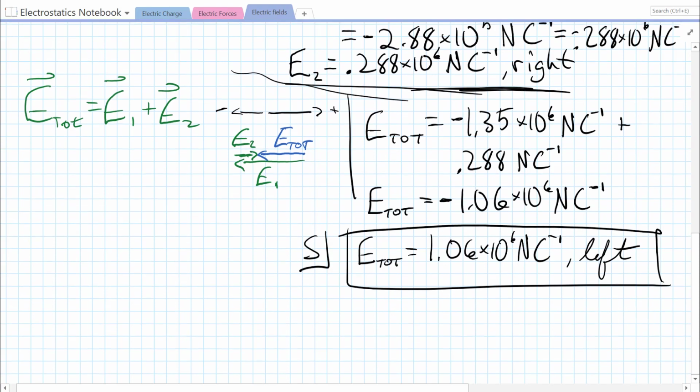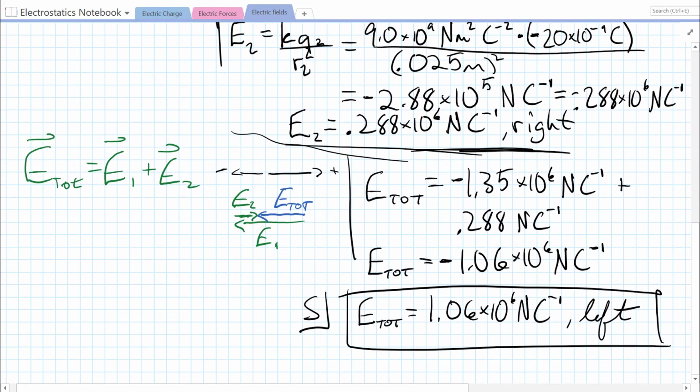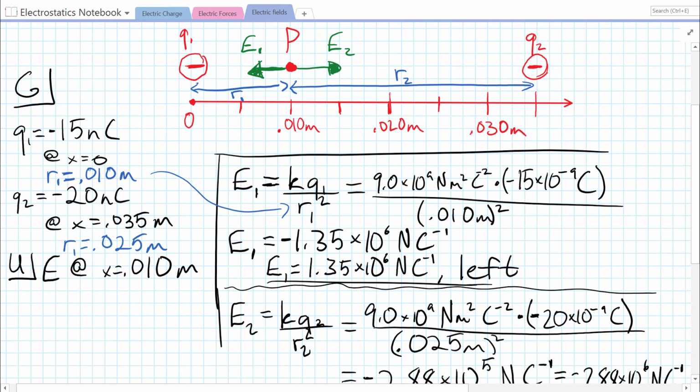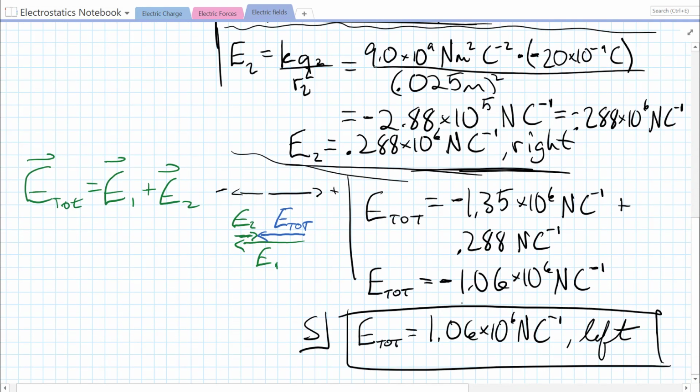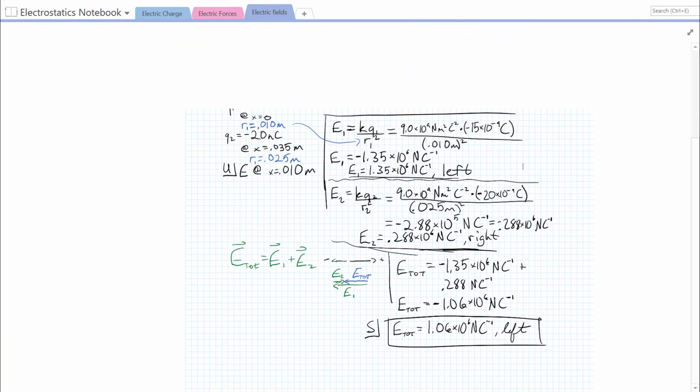And just as a gut check, let's make sure that this makes sense with what we had initially. We know that these have to partially cancel, so our final answer is going to be less than at least one of the other individual electric fields, and our final answer is less than E1. And we also know that E1 is bigger than E2 because it is a lot closer. So the overall E field should be to the left. That does make sense. I don't see any problems. There's our final answer. That's how we solve this one.